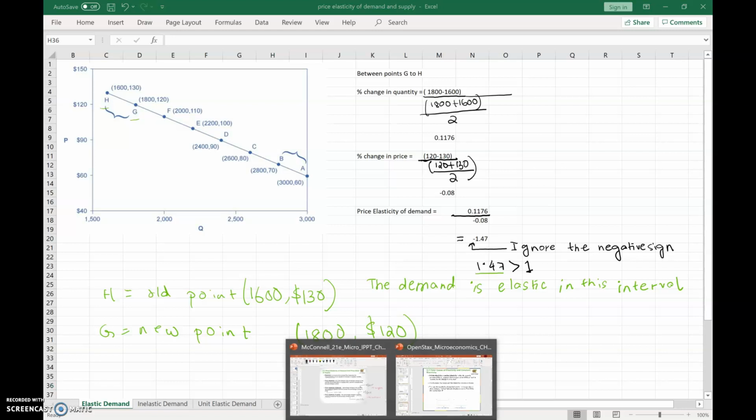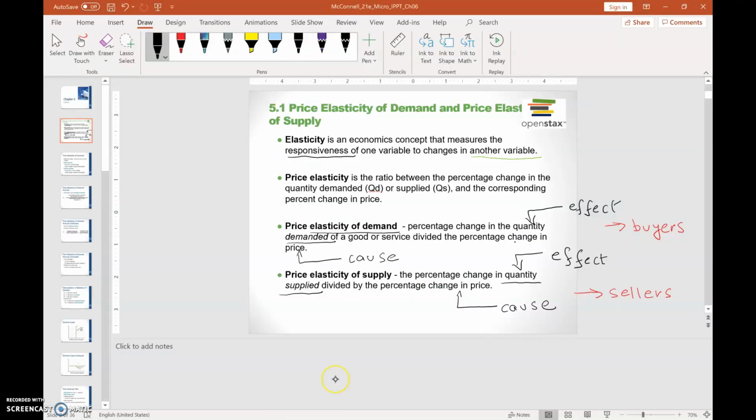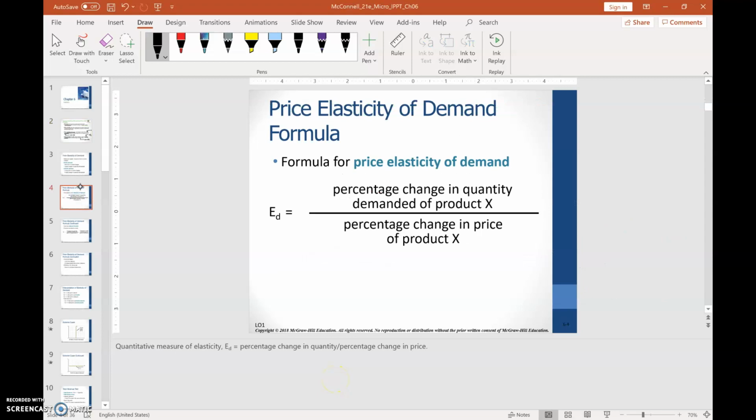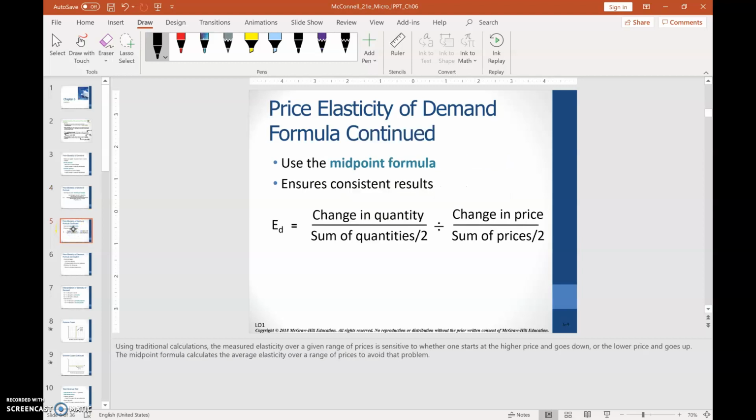There is a formula for calculating the price elasticity of demand. We can go back to the slide here and I can show you the formula. You can either use this formula, which is the percentage change in quantity demanded over the percentage change in price of the product, or we can use a midpoint formula, which is change in quantity over sum of quantities divided by 2. That means the average of two quantities. This whole thing will be divided by change in price over the average of prices.